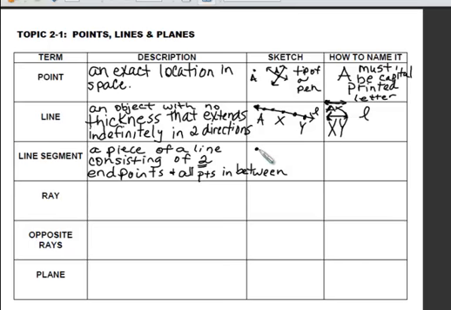If you're going to draw that, you would draw a line, but instead of putting arrows on the end, you would put endpoints. Now, these are points, so we'll name them. You may choose in your example. I'm going to use Q and R.